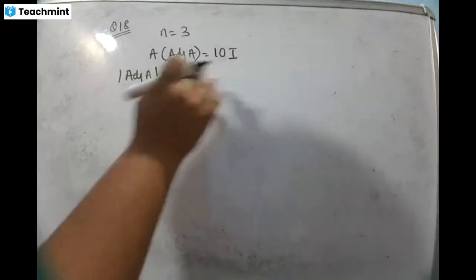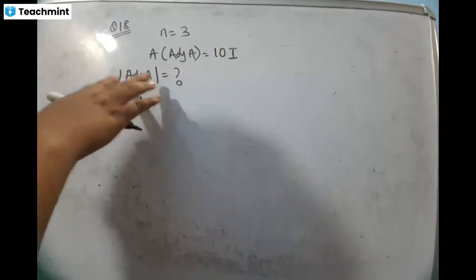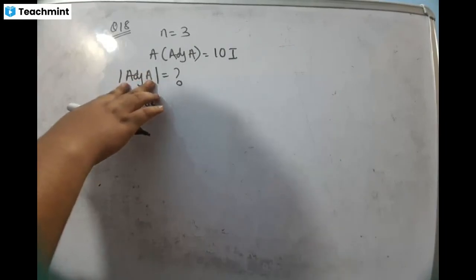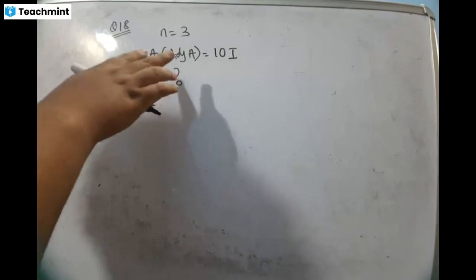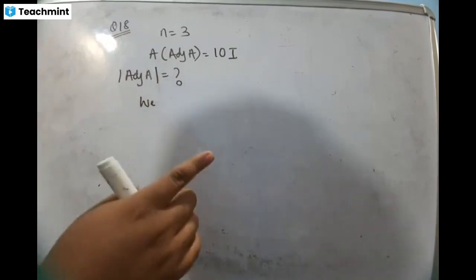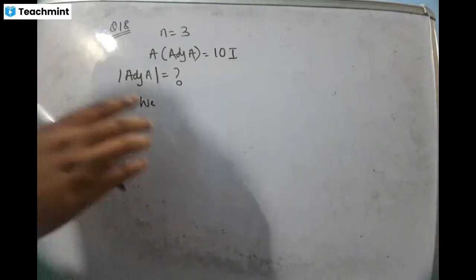So I'll just write down the property. What did I tell you? Finding the determinant of an adjoint is very easy, because if you find the determinant of the matrix, then the determinant of the adjoint can be found easily. So the first task is to find the determinant of the matrix.